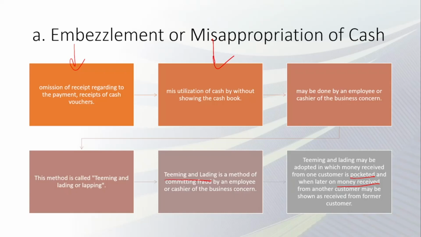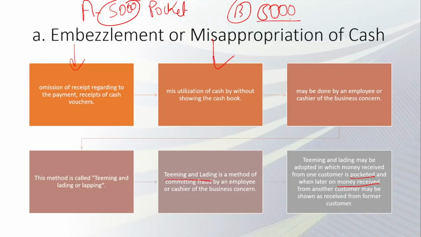For example, customer A will pay you 5,000, and you will take it in your own pocket. Customer B will again come and pay 5,000. You will show this 5,000 as paid by customer A. Like that you manage some more. These are all known as embezzlement and misappropriation of cash.